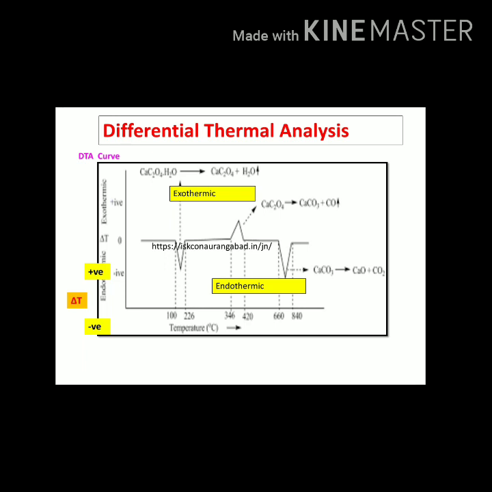When we heat the calcium oxalate, at 100 degrees Celsius it loses water. So you will see in the DTA graph, the thermogram graph, shows delta T equal to 0, the baseline. At the baseline, the sample and the reference material are heated continuously and their temperature is the same.